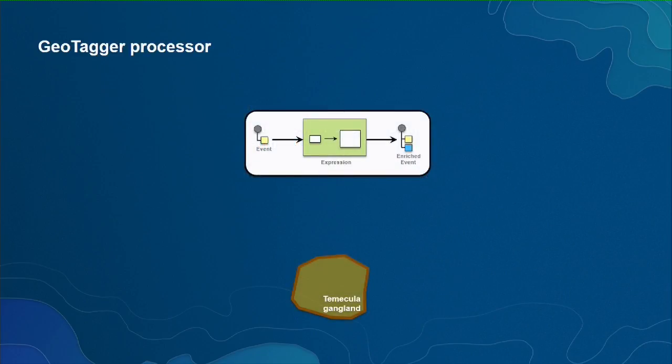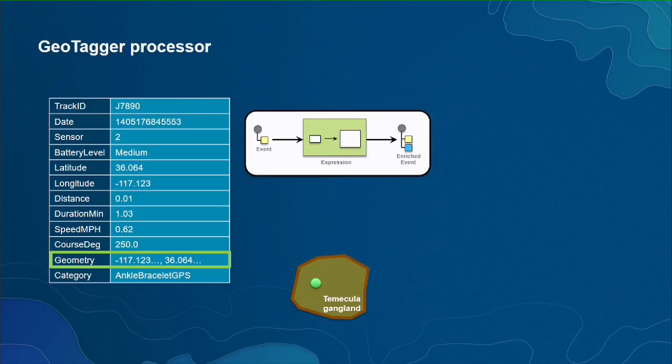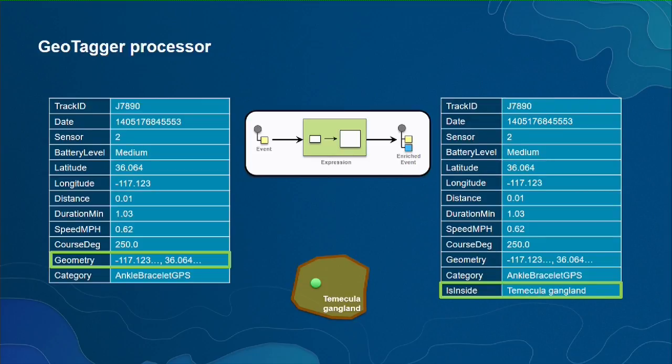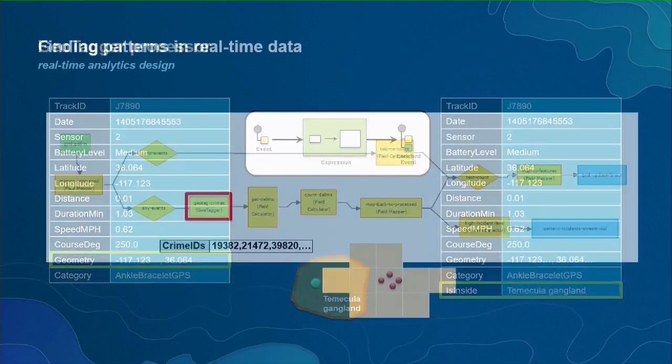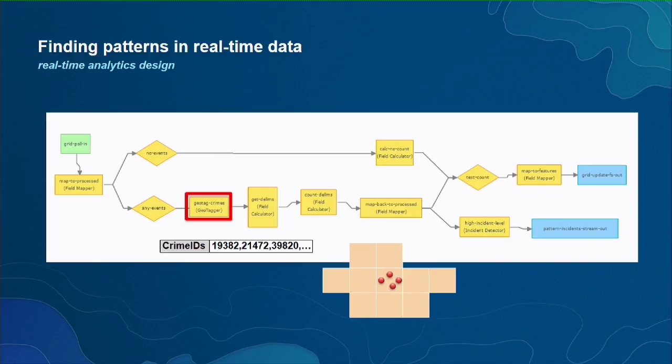So taking a look at what this looks like, if I have a polygon here that is designated Temecula Gangland, and I receive a point event that is within that area, I might want to do an enrichment on that event record to determine, well, what's the name of the geofence that it shares a relationship with. So highlighted there in green, is inside is an attribute field, and it now has the name of that geofence. The crime IDs is what is coming out of the geotagger.